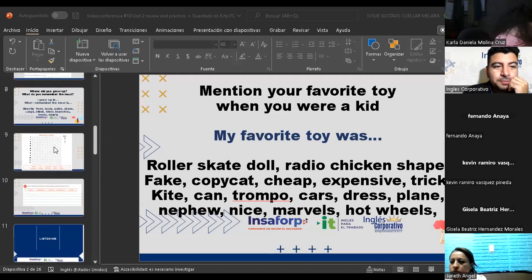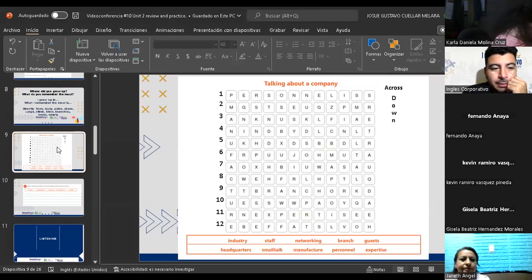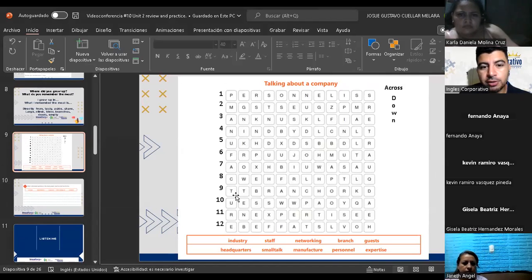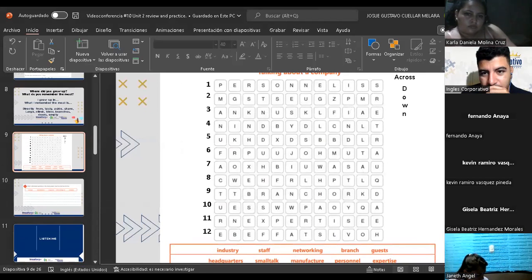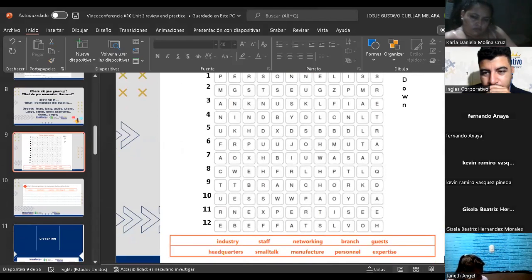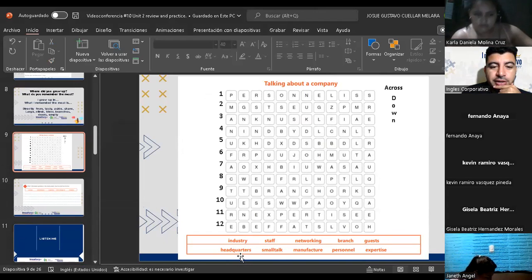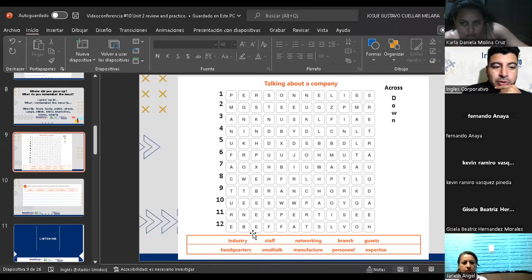Ok, and we go with this. Here we have a puzzle. Tenemos esta sopa de letras. This is a puzzle. Talking about the company, here we have some words. Okay, we have industry, staff, networking, branch, guest, headquarters, small talk, manufacture, personnel, expertise. I need you to tell me where you can find these words.